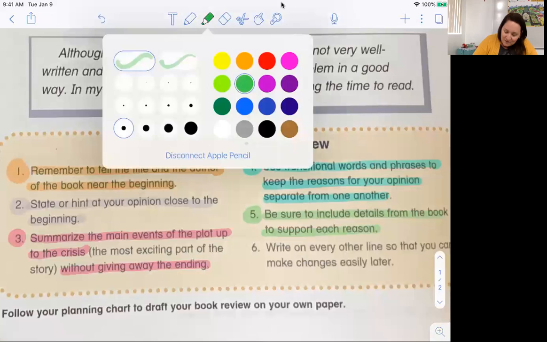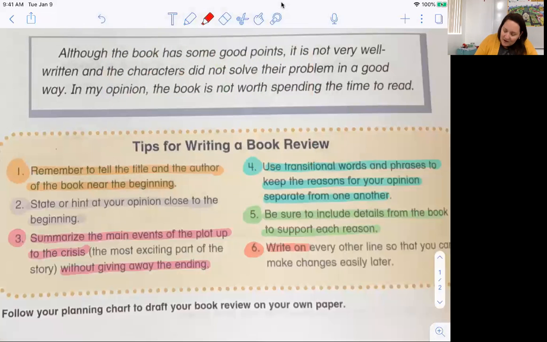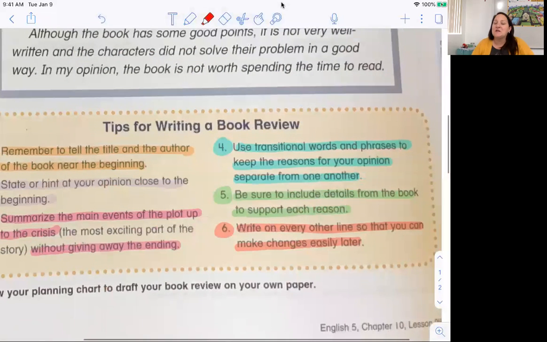And then number 6, write on every other line so that you can make changes easily later. You are going to be writing these in your yellow spiral book. You got sent home your other spirals. I'm actually filming at the classroom today. So you can choose whichever spiral, it really doesn't matter. But I want you to write these in your spiral, and you're going to write them every other line so you can go back and make improvements.